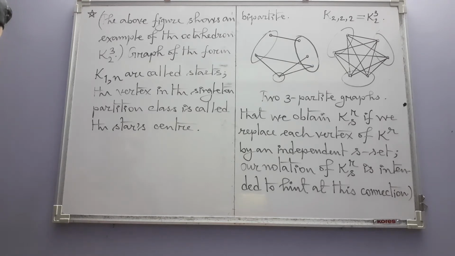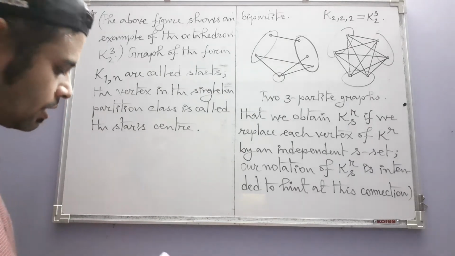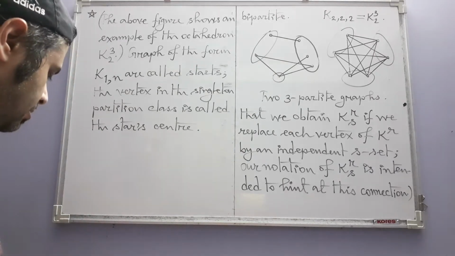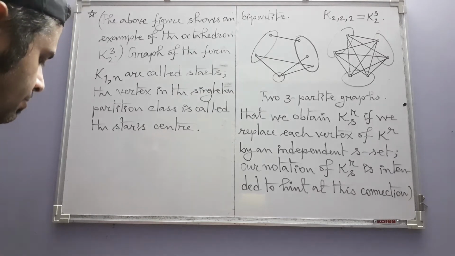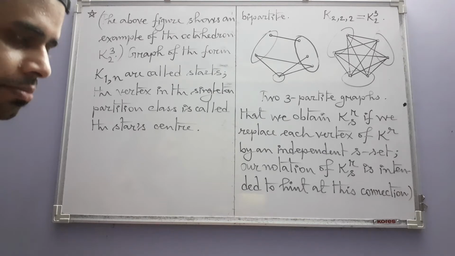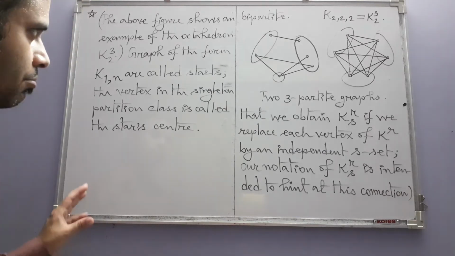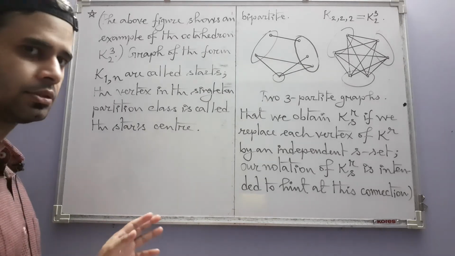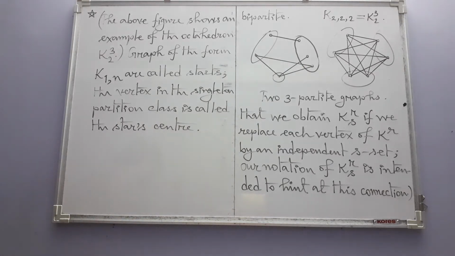Now one more example is given before we go to the only result of this section. It is the graph K3,3, a complete bipartite graph, where both the partition classes have 3 vertices. I mean, each one of them has 3 vertices. Now, these are 3 different drawings of the same graph.